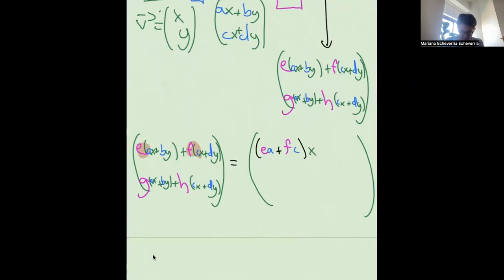And then I want to put all the stuff with Y together. So what's that? All the stuff with Y. So what's the stuff with Y here? This is the stuff with Y. So it's EB, EF, and then B.